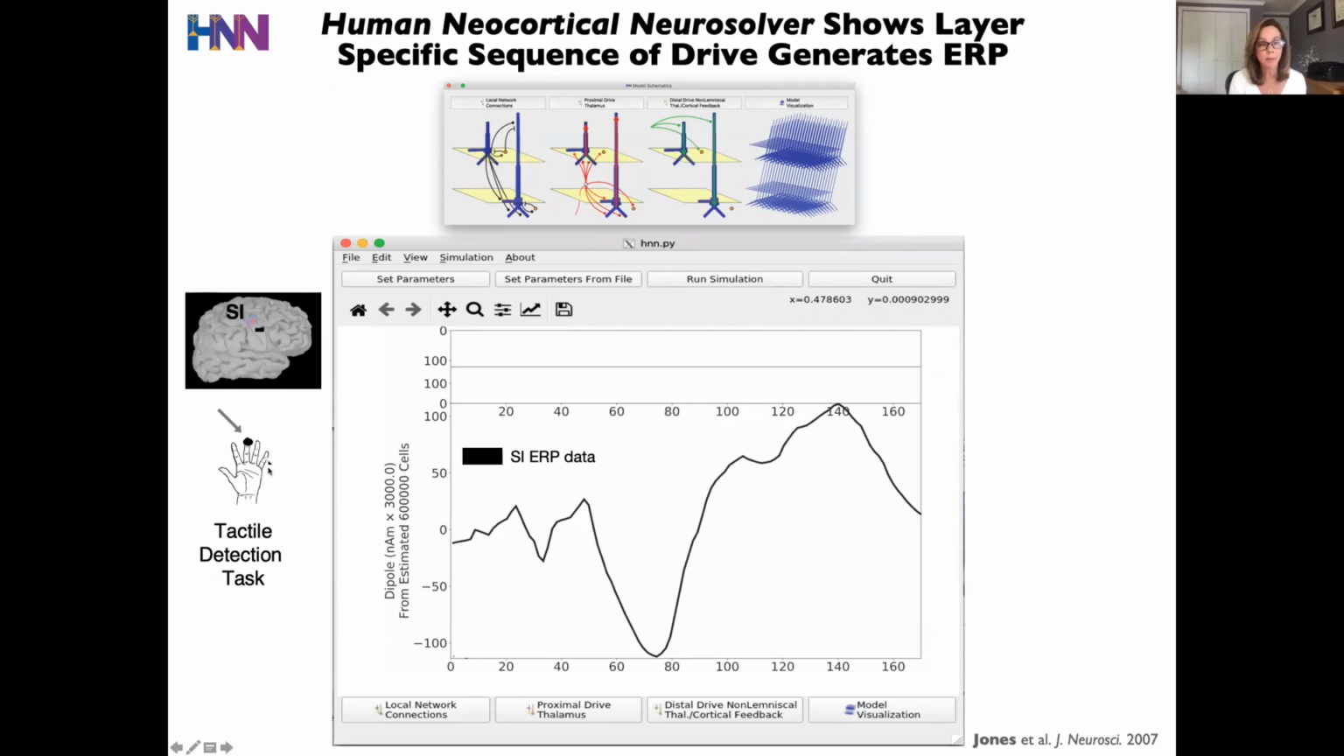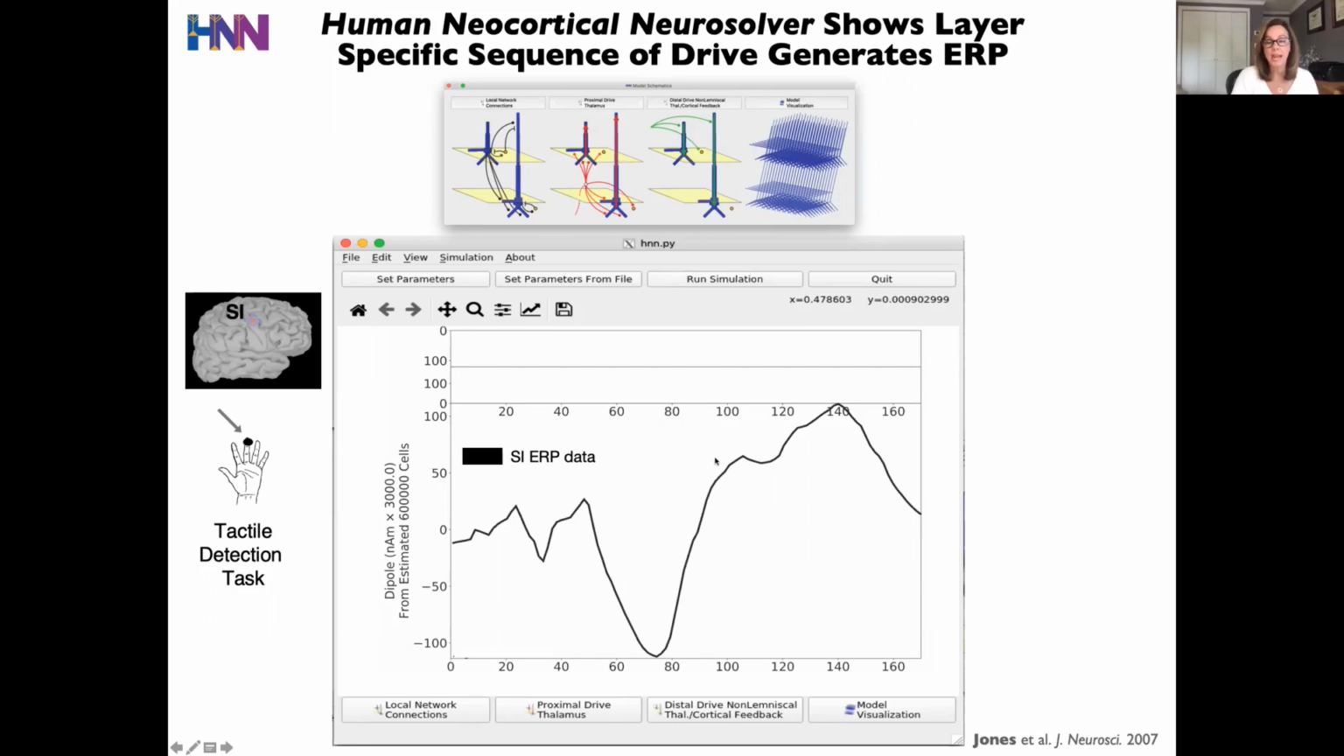And in this example, I'm showing you the response from a fairly strong tap to the finger where the subject reports feeling it 100% of the time. And what you can see is there's a reliable, strong evoked response here with alternating positive and negative deflecting peak amplitudes. And so the first application of our model was to use it to understand how this event-related potential is generated by the underlying neural circuit. And so now I'm going to walk you through how we did this.